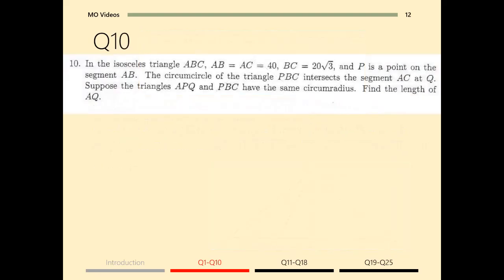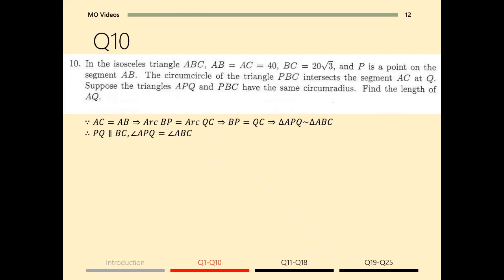Question 10. As always, feel free to pause the video now if you need to. Because AC equals AB and arc BP equals arc QC, hence the line BP equals the line QC, we deduce that triangles APQ and ABC are similar. Therefore, PQ is parallel to BC and angle APQ is equal to angle ABC. Using sine rule, we obtain AQ equals PC.